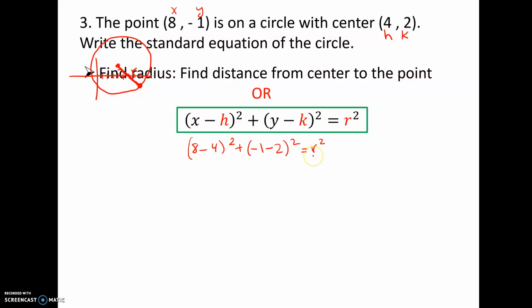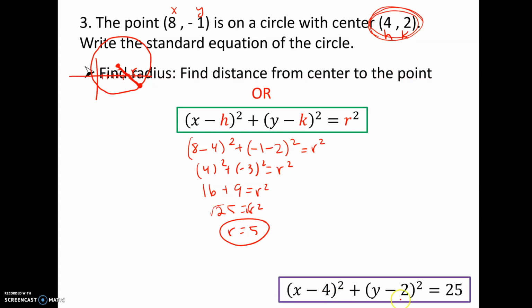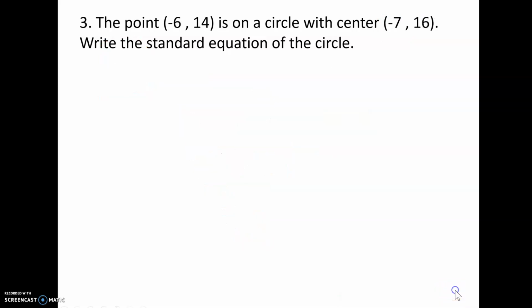Again, all of this is to figure out what my r is. 8 minus 4 is going to be 4 squared, plus -3 squared is equal to r squared. I'm going to get 16 plus 9 equals r squared. 25 equals r squared, so I know r is going to be equal to 5 if I take the square root of both sides here. So now I have my r and I have my center. Those two pieces are what I need to write the equation of my circle. So I just replace my h, k, and then don't forget you have to make r squared be this guy right here. Let's do one more like that.